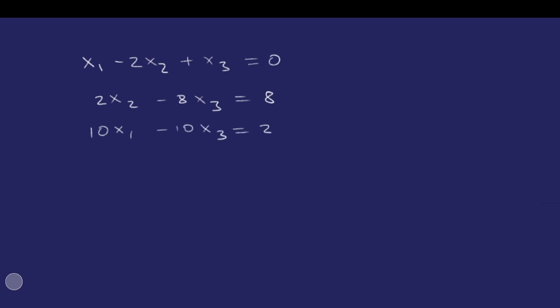Let's start this way. So x1 minus 2x2, I'm just copying this down, plus x3 equals 0. That's the first equation. The second equation is 2x2 minus 8x3 is equal to 8. And then 10x1 minus 10x3 is equal to 20. All right, awesome. This is the system we are going to attempt to solve.